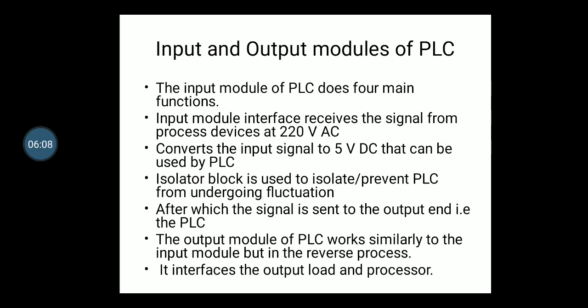Now let us see some power relation between the input and output modules. The input module of the PLC does four main functions. The input module interface receives the signal from the process device at 220 volt AC and converts the input signal to 5 volt DC that can be used by the PLC. The isolator block is used to prevent the PLC from ground fluctuations, after which the signal is sent to the output end, that is the PLC.